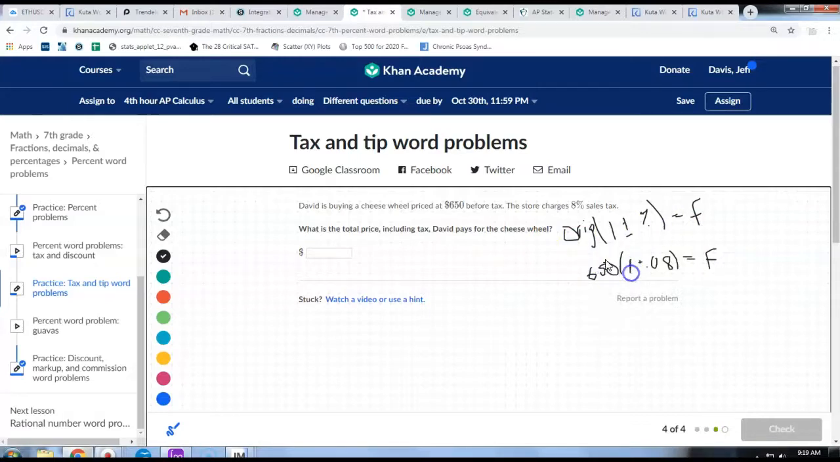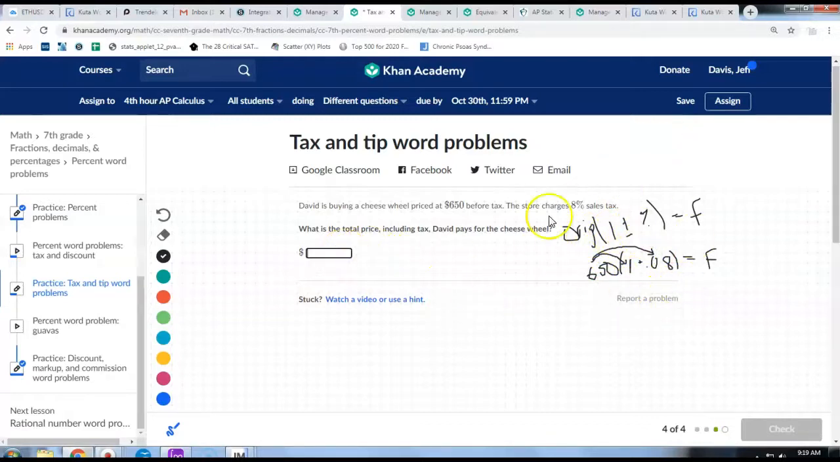So a lot of people ask, why is there a 1 here? Well, I want to pay for the original item. So what do I multiply by to keep the item the same? 650 times 1 is the original price. Plus, I've got to add 8% of the original price. So really what you're doing is 650 times 1.08. But it breaks down like this, where if you think of the distributive property, I think that really helps see what's going on. So 650 times 1.08.